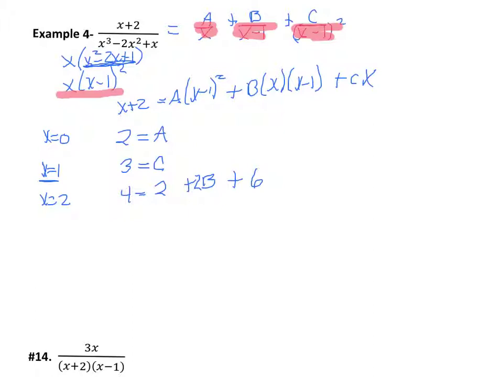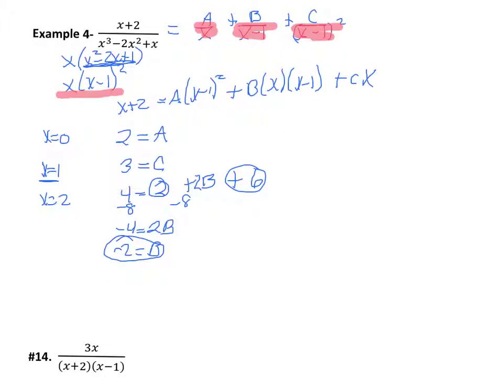Okay. Now we solve for b. So we're going to minus the 2 and the 6, so we're just going to minus 8 from both sides. So we get negative 4 equals 2b, and b is negative 2. This one we had x equal 2, right? Yes. Okay, so now we rewrite it again. Why are you minusing 8? Because I had a 2 here and a 6 here.